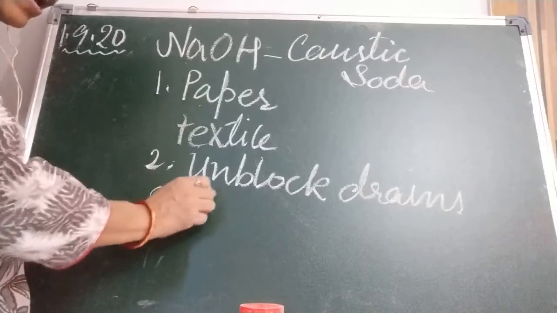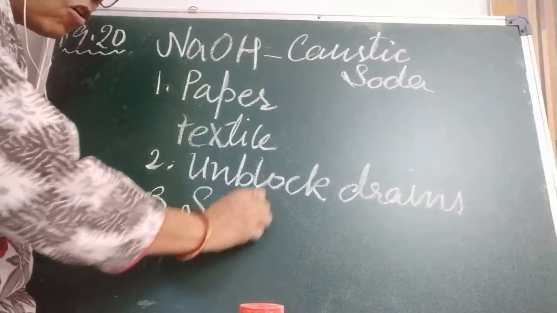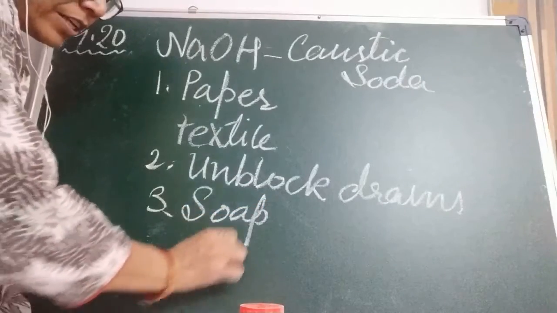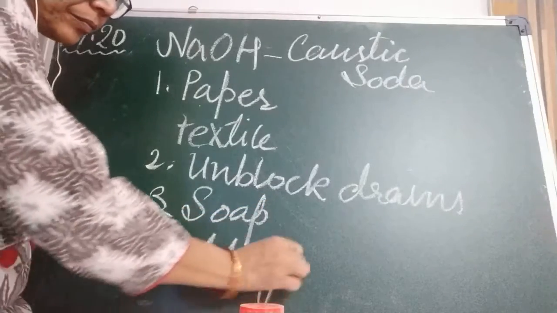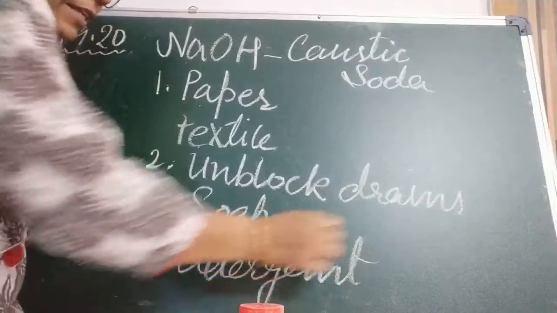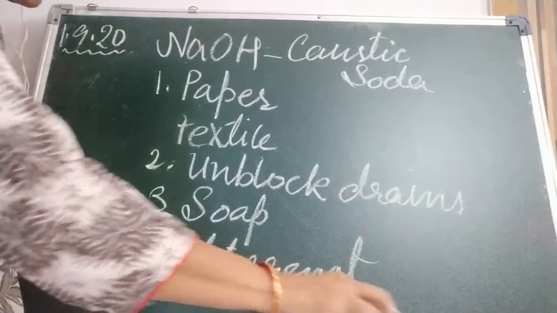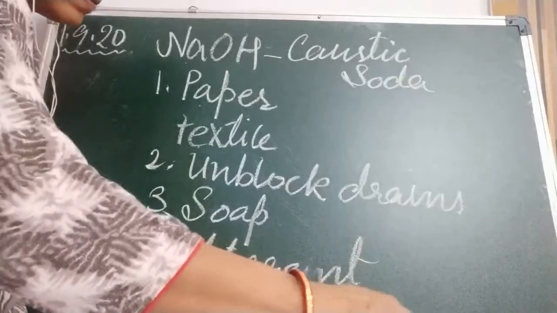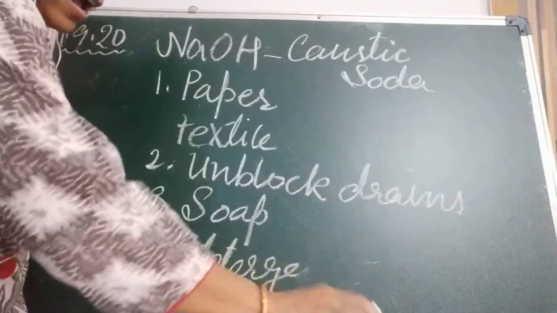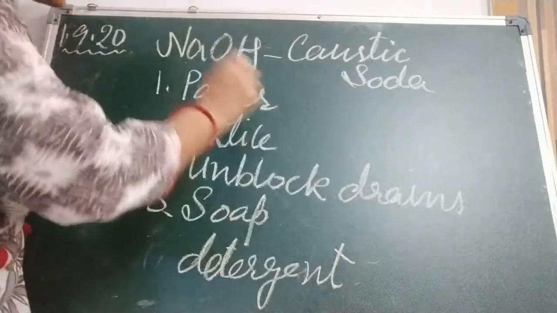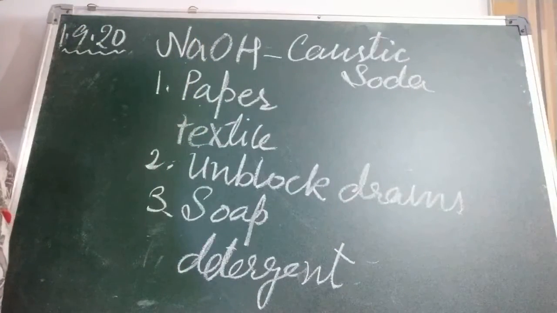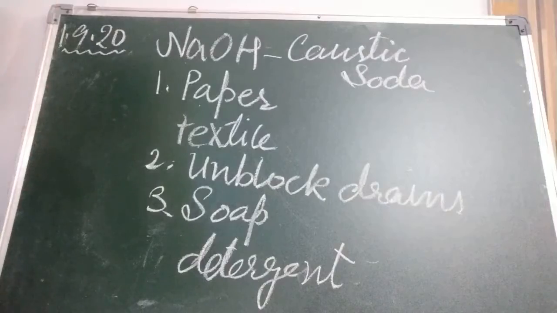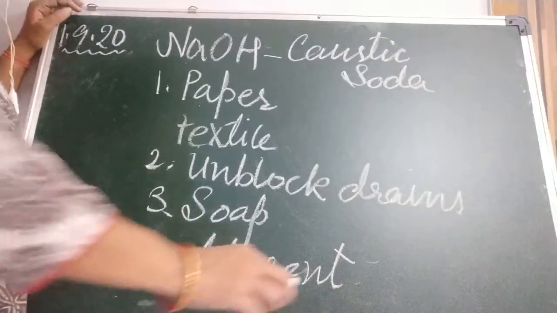Children, soap and detergent, in all these things, what is present? In soap and detergent, sodium hydroxide is present. Okay. Now, is this clear to all of you, the uses of this?